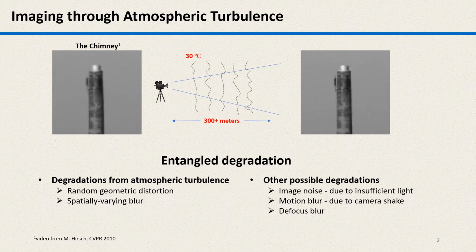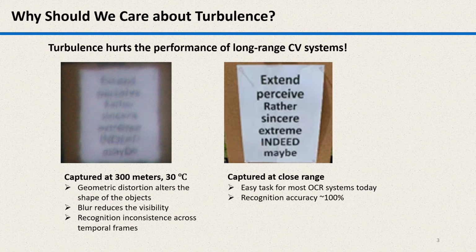It can be seen that the major degradation types of atmospheric turbulence include random geometric distortion and spatially and temporally varying blur. These degradations become stronger with increasing temperature and imaging distance. Besides the turbulence effect, due to the difficulties in long-range photography, the images can often have visible noise, motion blur, and defocus blur. So why should we care about turbulence?